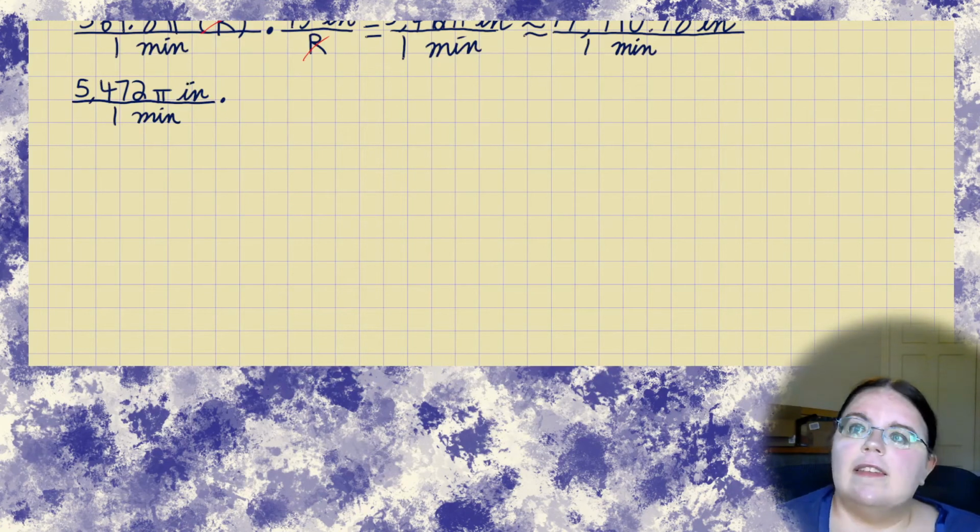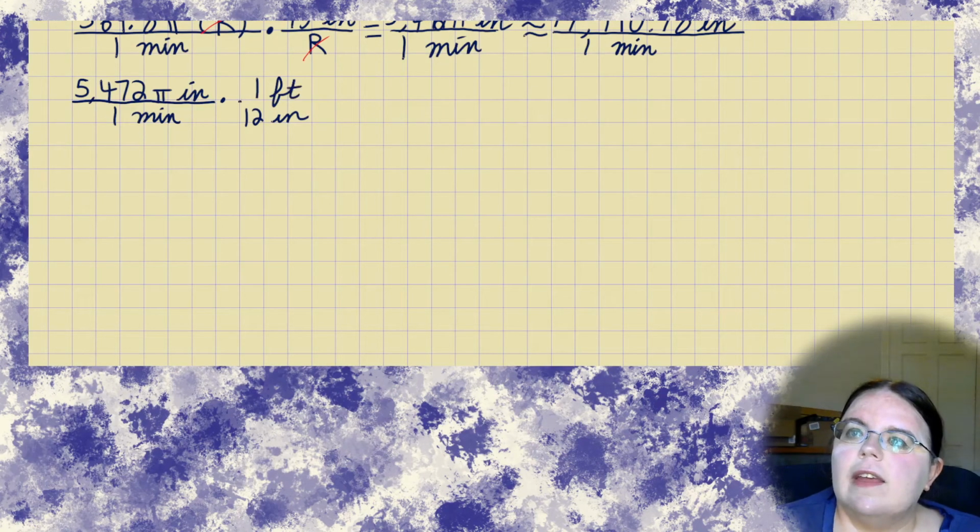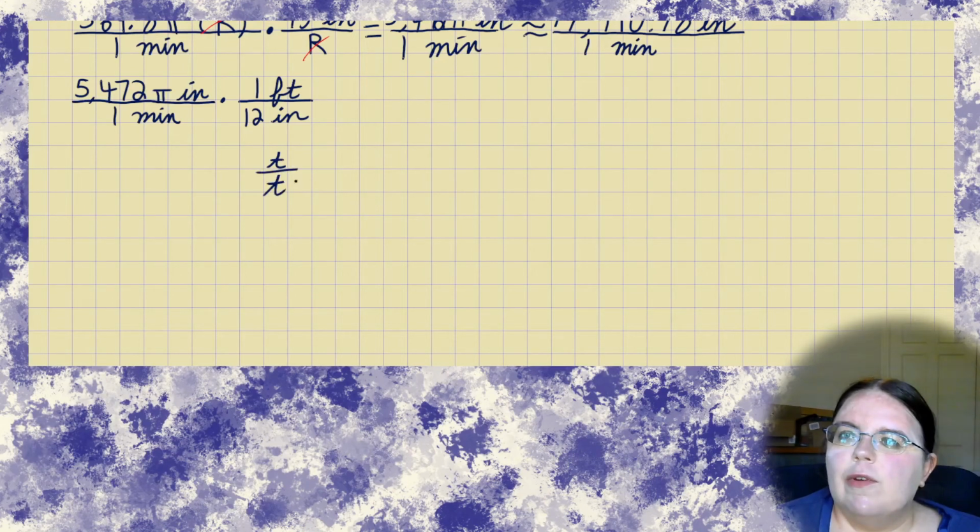So I want miles, I have inches. Well, I know that 12 inches would be 1 foot. So here I'm setting up a unit conversion fraction of 1 foot over 12 inches. And since 1 foot is 12 inches, that's just a fancy way to say the same thing over the same thing. Well, that just equals 1, and when you multiply by 1, it doesn't change the value. So I'm not really changing anything here, I'm just changing how I say it, but I'm not changing the actual amount. But I didn't want feet, I wanted miles.